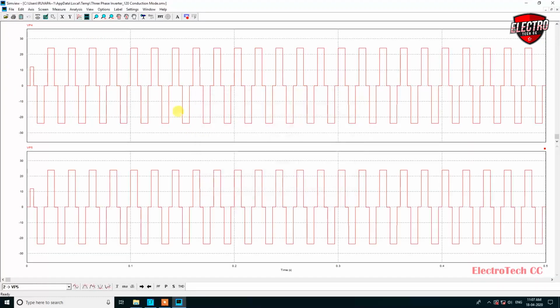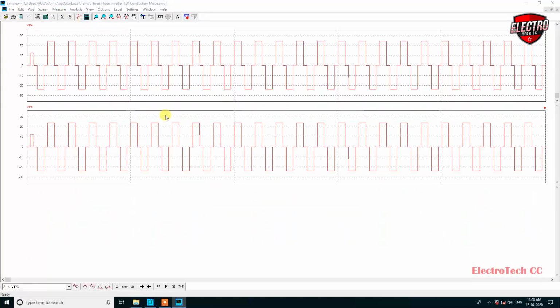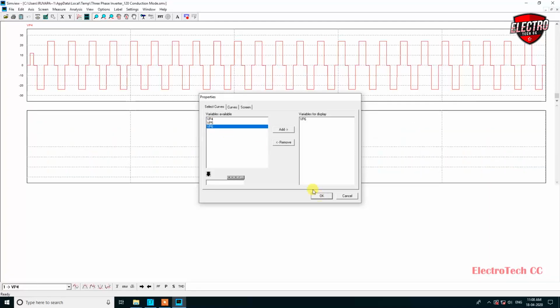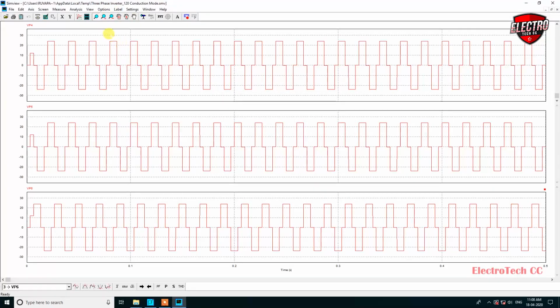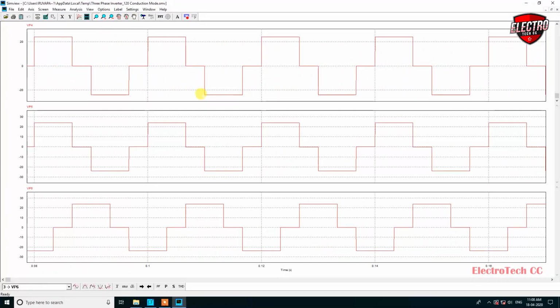If we add the second and third line, then it will show you the waveform of line voltage in 180 conduction mode. So it is similar to the phase voltage of 120 degree conduction mode.